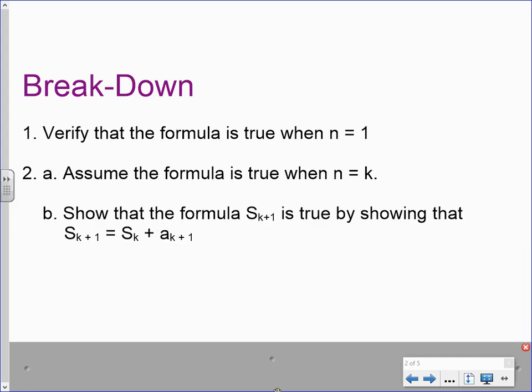Okay, then using algebra, we are going to show that S sub K plus 1, so the sum of the K plus 1 terms, is true by this. I'm going to let you write it down, and then I'm going to explain to you what I mean by that.